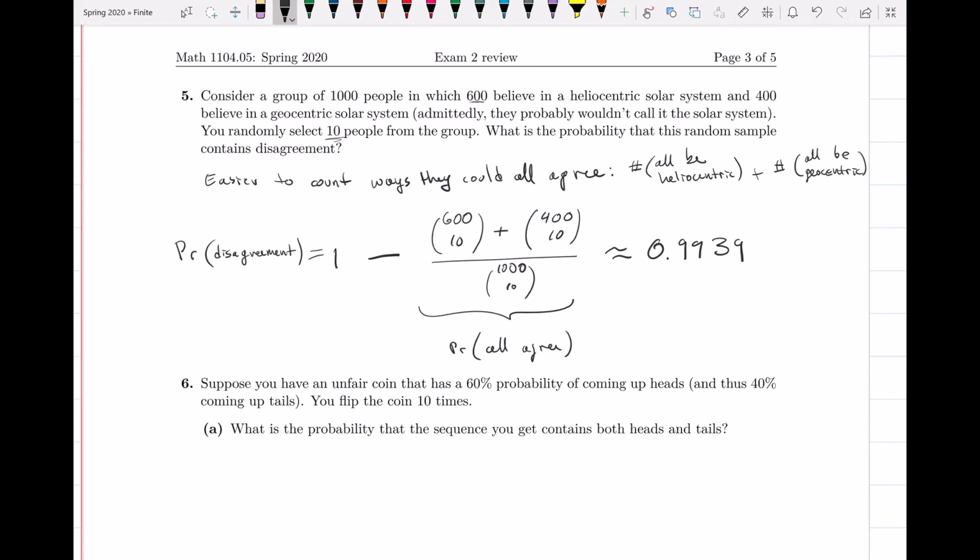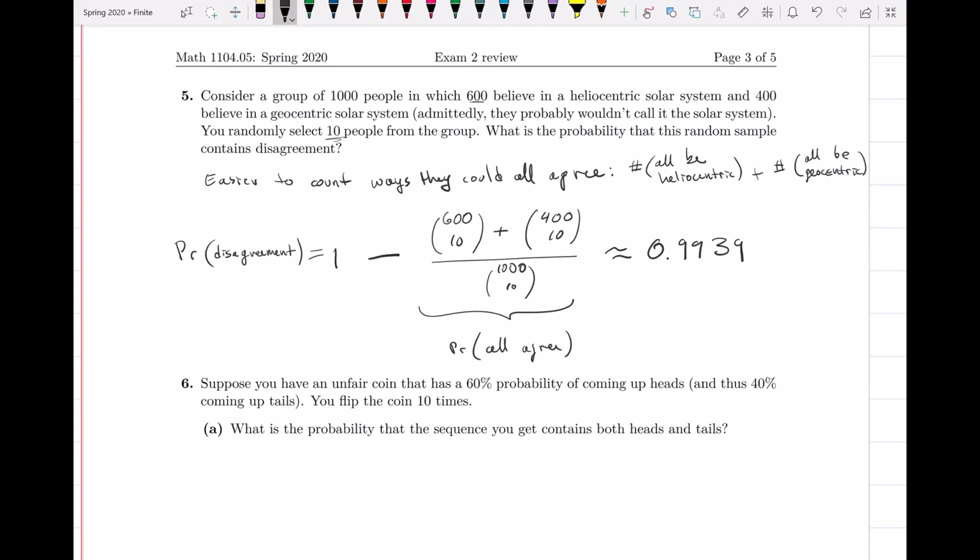Okay, 6. Suppose you have an unfair coin that has a 60% probability of coming up heads and a 40% probability of coming up tails. You flip the coin 10 times. What is the probability that the sequence you get contains both heads and tails? This is from a strategic perspective. This is very similar, although the formulas are going to be very different.